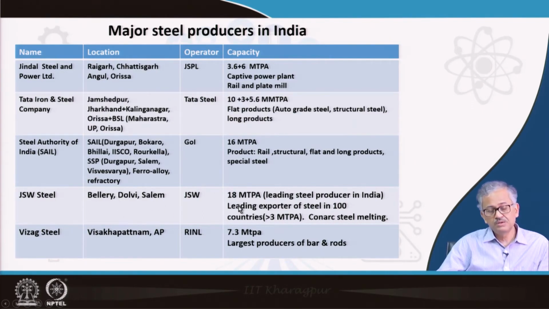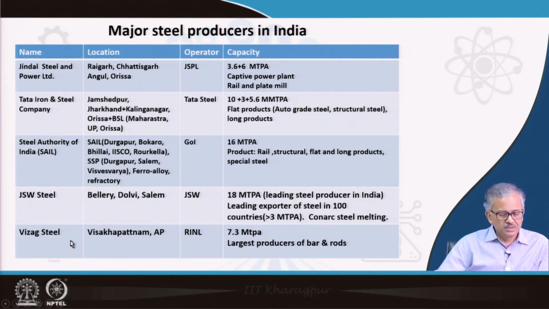They produce around 18 million tons of steel per annum, and they are a leading steel producer in India today. They are also a leading exporter of steel to 100 countries, exporting around 3 million tons per annum. And they have a very unique facility called the Conarc steel melting facility. This is basically a confluence of the BOF and the electric arc furnace, such that they can utilize any charge mix in the Conarc furnace.